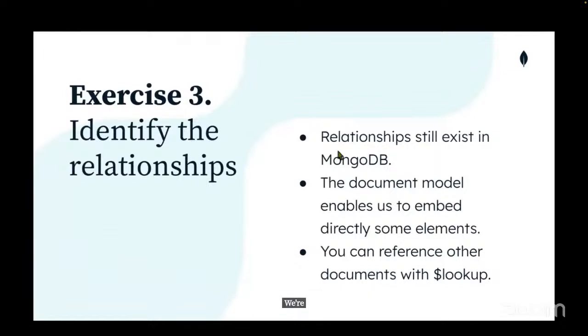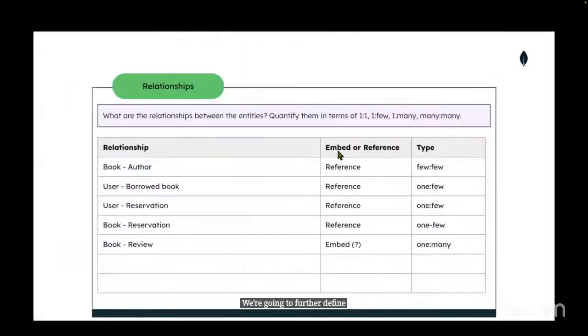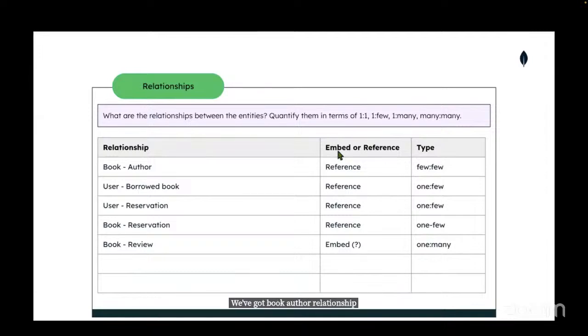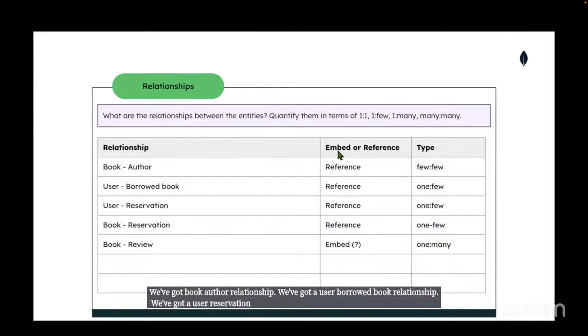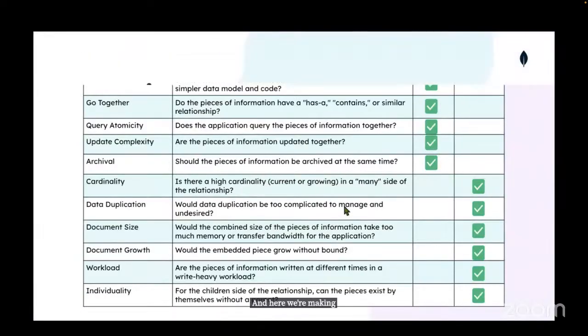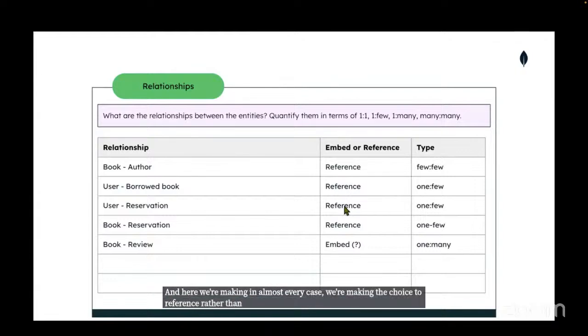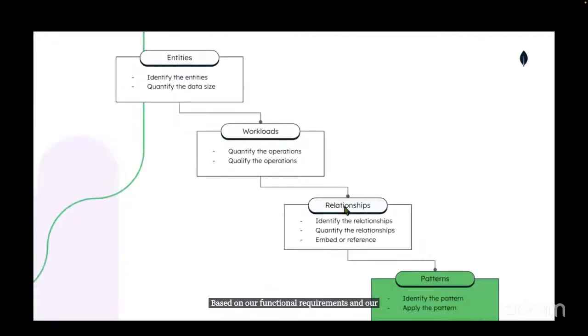We're going to further define the relationships between our data elements, and we're going to document those. In our library application, we've got a book-author relationship, a user-borrowed book relationship, a user reservation, a book reservation, and a book review. And here we're making, in almost every case, the choice to reference rather than embed. That's not always the case, but for our specific application, that makes sense based on our functional requirements and our performance requirements.